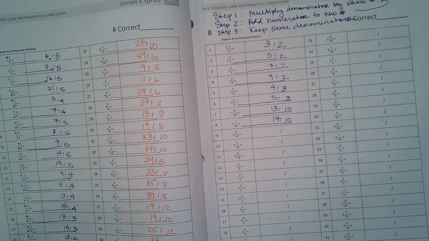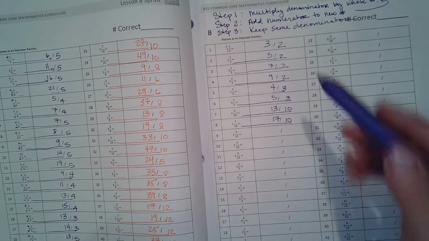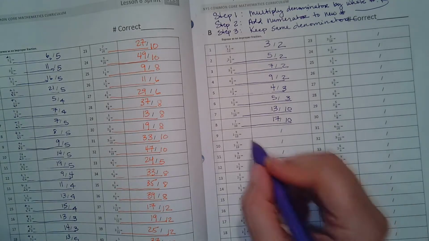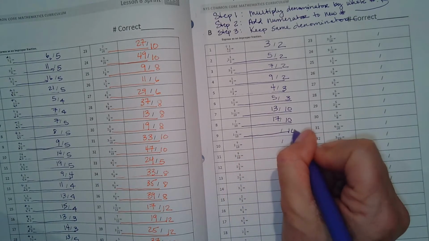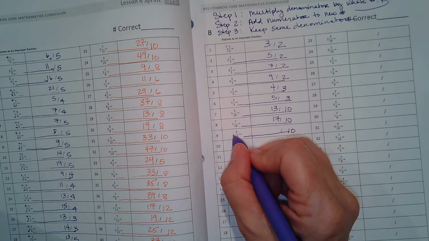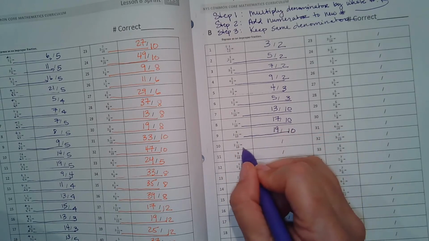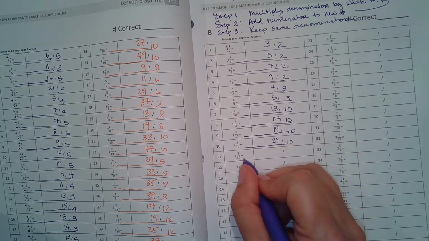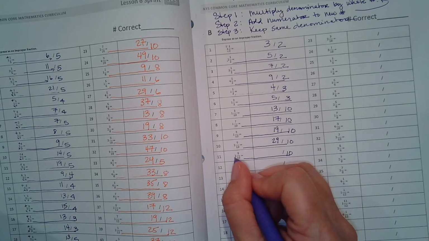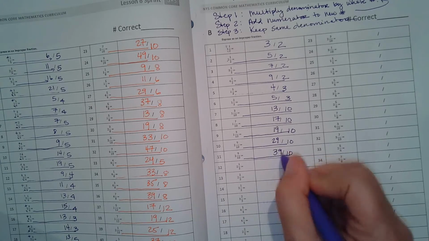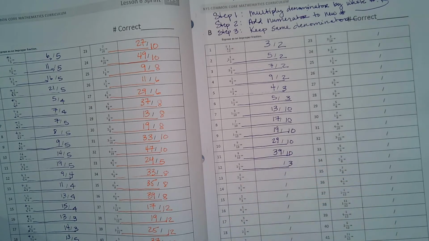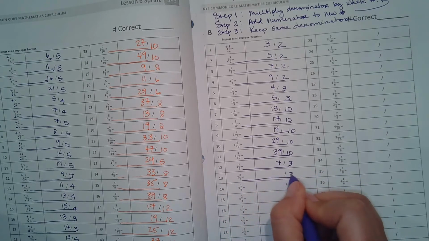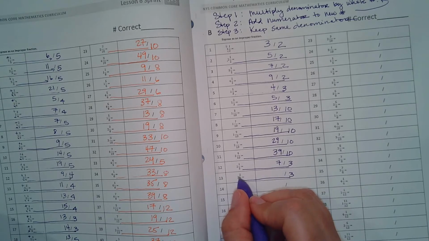So hopefully you're getting the swing of this now, after we've done 52 problems. Okay, let's keep going. Bring it over. 10 times 1 is 10, plus 9 is 19. Bring it over. 10 times 2 is 20, plus 9 is 29. Bring it over. 10 times 3 is 30, plus 9 is 39. Bring it over. 3 times 2 is 6, plus 1 is 7. Bring it over. 3 times 2 is 6, plus 2 is 8.